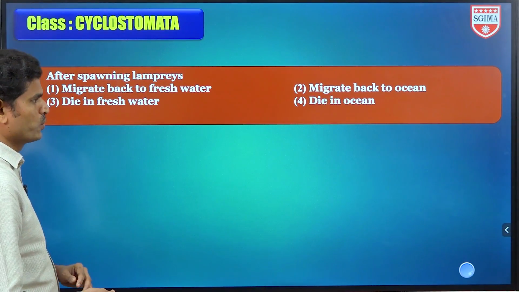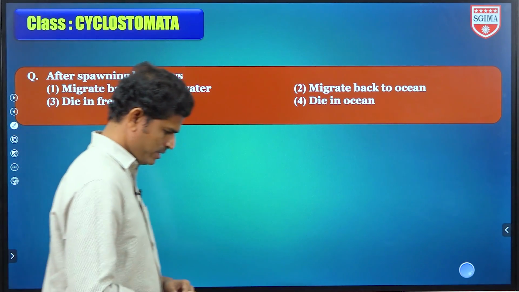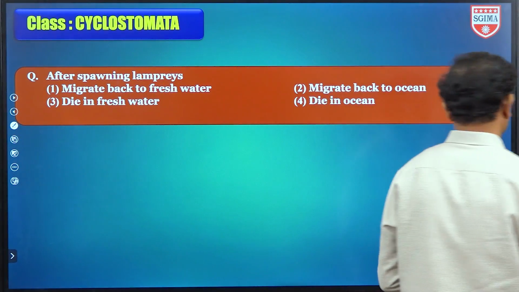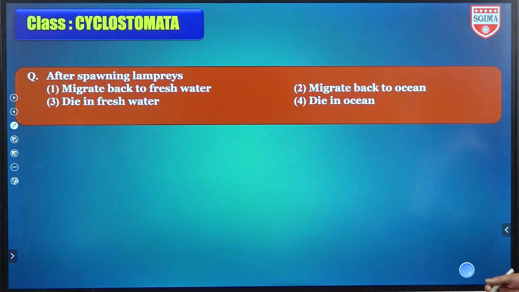Let's look at the Cyclostomata questions. See the question, what is given in the first one, and choose the correct option. Look once, beta.